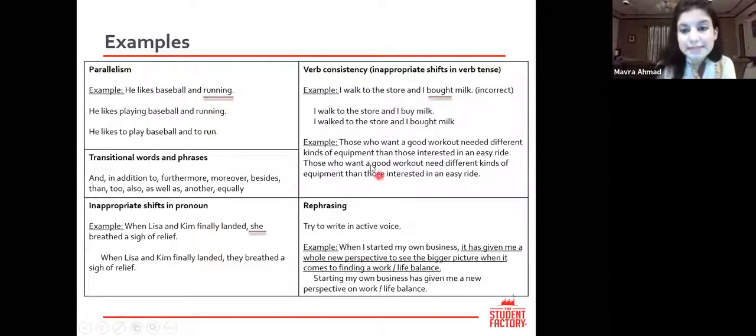And then another example could be, let's read a new sentence. Those who want a good workout needed different kinds of equipment than those interested in an easy ride.